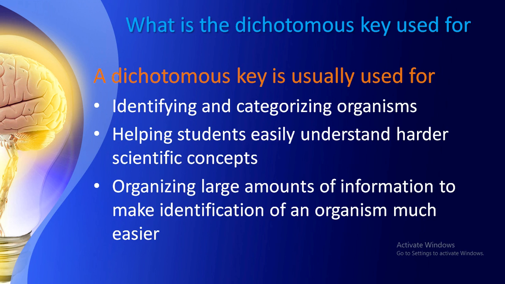So basically there are some basic purposes for which this dichotomous key is used. One is categorizing organisms, like I told you before, the new or unknown organism found is categorized by this key. And it helps students to learn new scientific concepts and to gather more and more information about that organism.